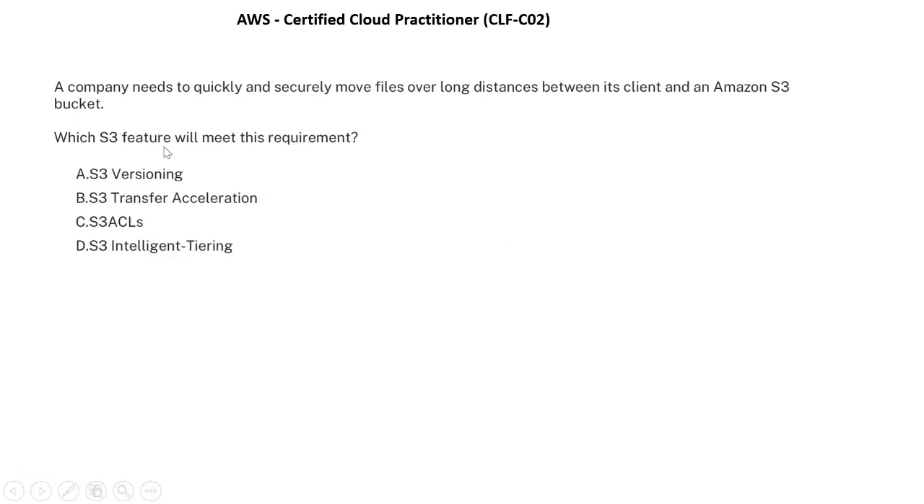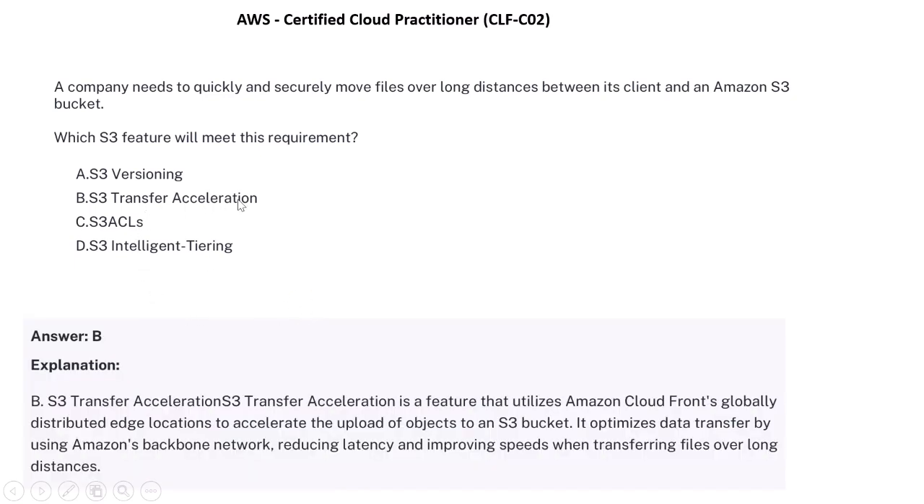Next question. A company needs to quickly and securely move files over long distances between its client and an Amazon S3 bucket. Which S3 feature will meet this requirement? Option A, S3 versioning. Option B, S3 Transfer Acceleration. Option C, S3 ACLs. Option D, S3 Intelligent-Tiering. The correct answer is option B, S3 Transfer Acceleration.